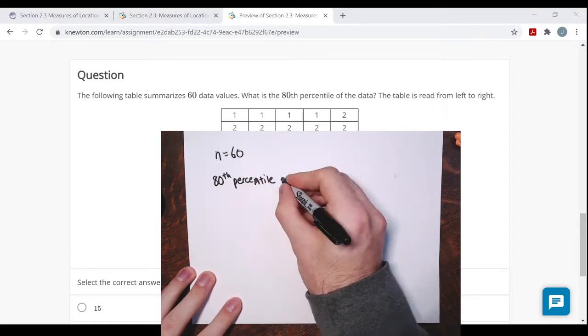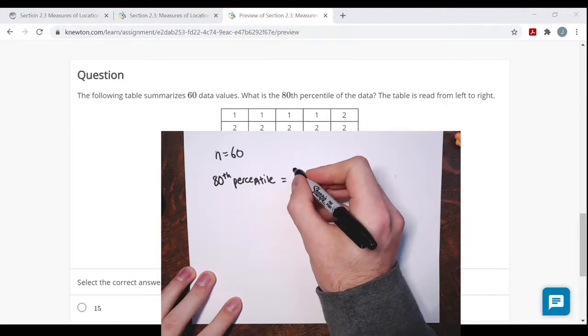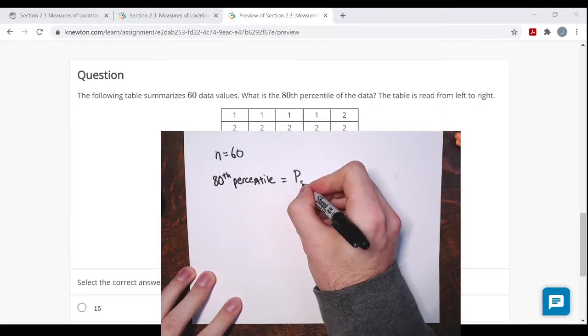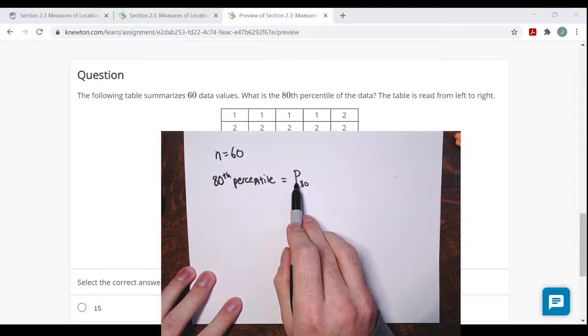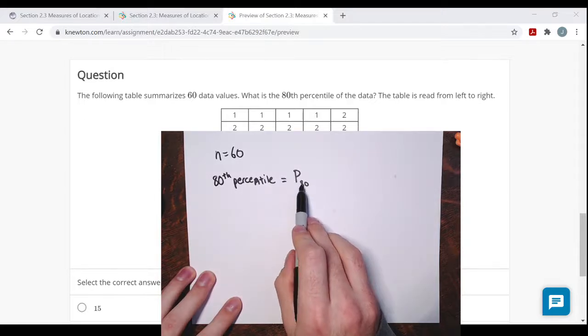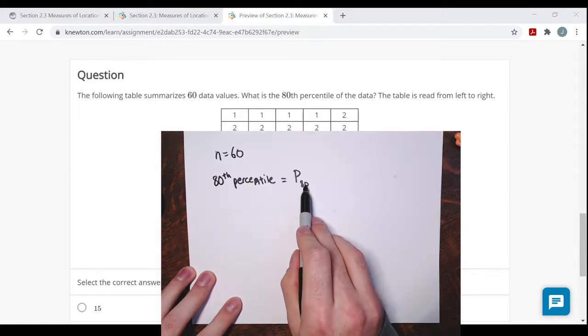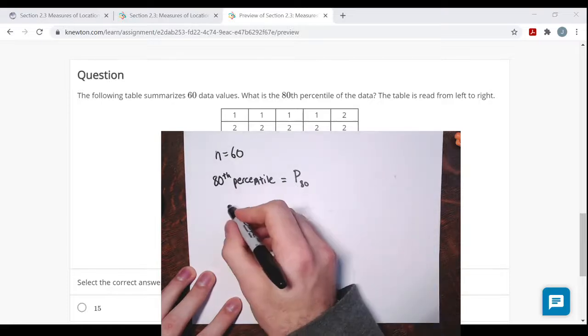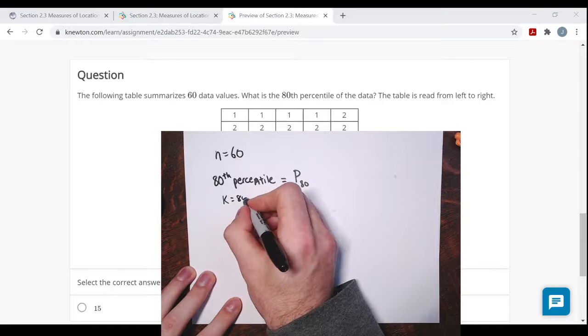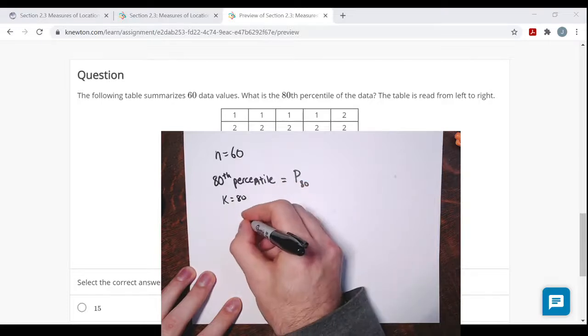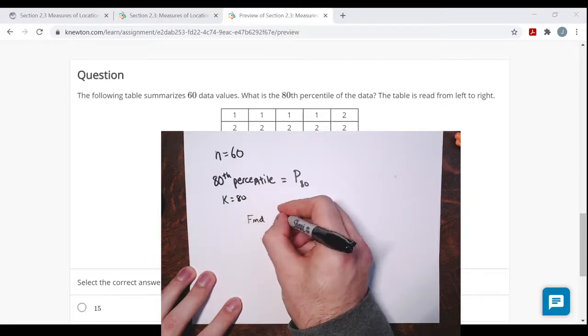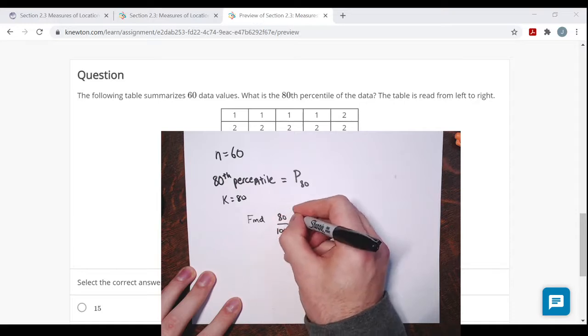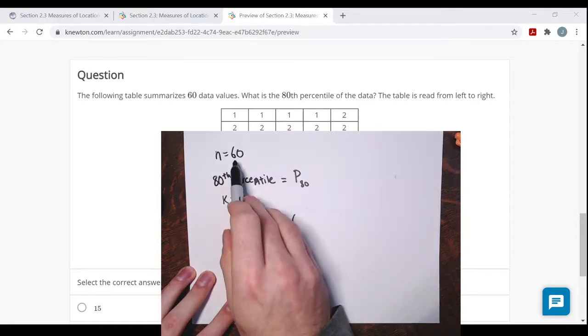Now, sometimes this is referred to in some books as P with a subscript of 80. You'll see P for percentile and then the number underneath, like this is the 80th percentile, in some texts. All right, so that means K is 80. I'm finding the 80th percentile. So first I find 80 divided by 100 times n plus 1, so times 61.